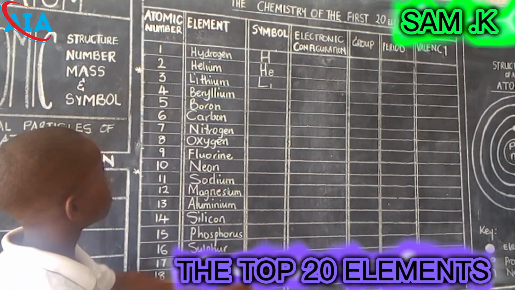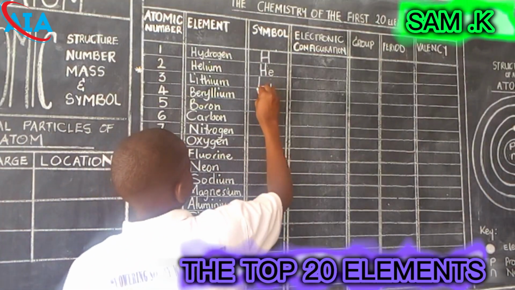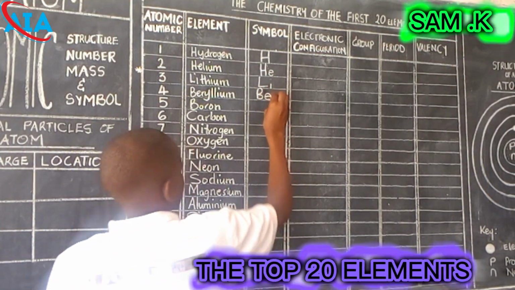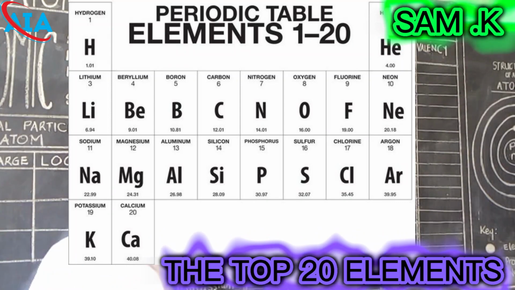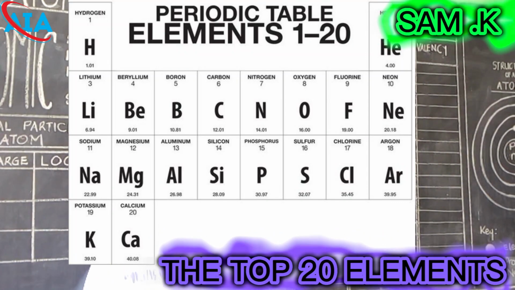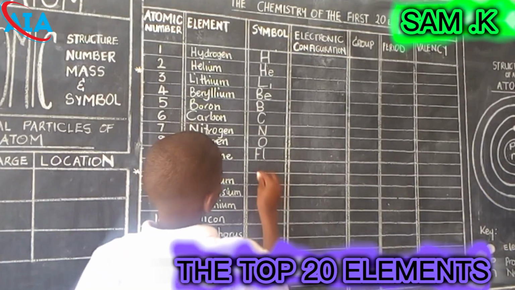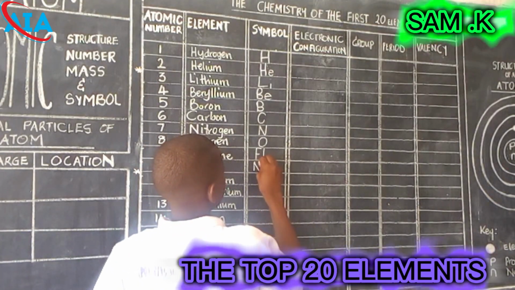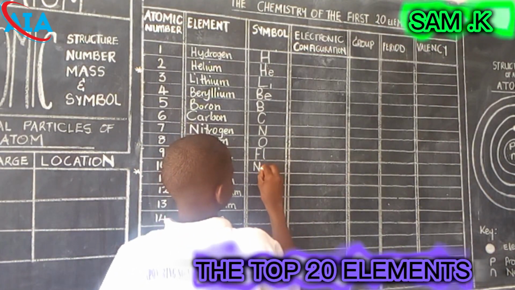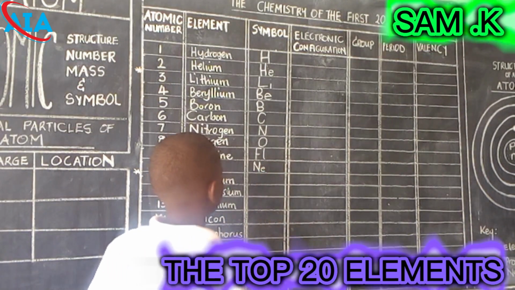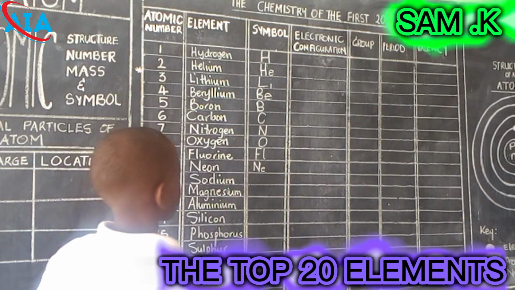The symbol of beryllium is capital B and small e. Neon is capital N and small e. The symbol of sodium is capital N.